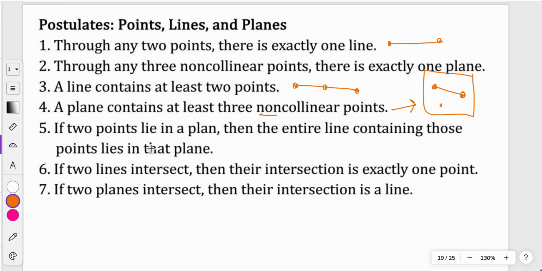If 2 points lie in a plane, then the entire line containing those points lies in that plane. And if 2 lines intersect, then their intersection is exactly 1 point. If 2 planes intersect, then their intersection is a line. So these are just things that you should be aware of before we get into our lesson for today.